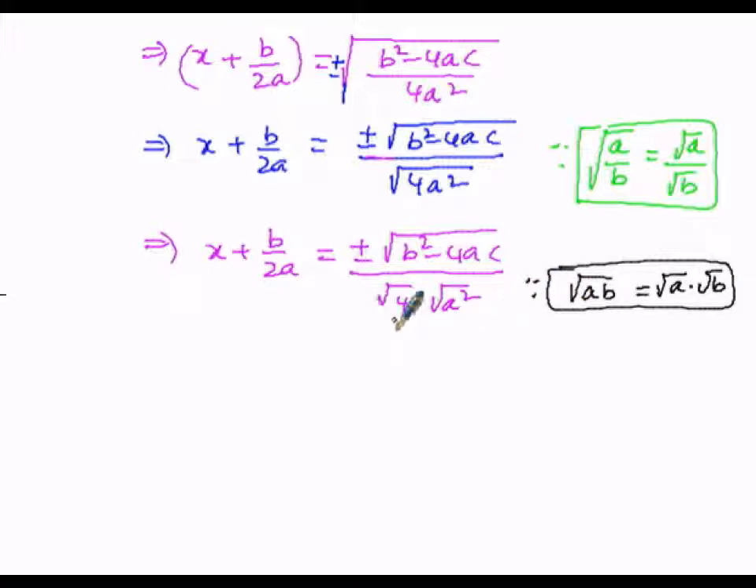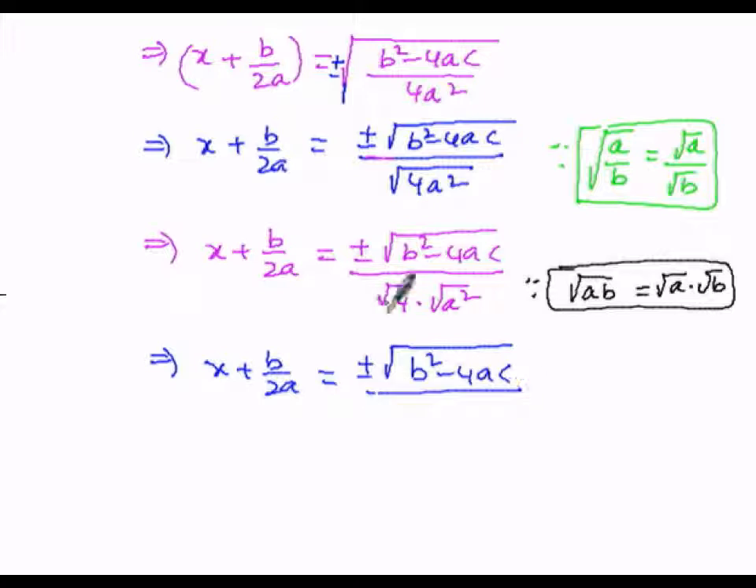Then the next logical step: x plus b by 2a is equal to plus or minus root of b square minus 4ac overall divided by root of 4. Here root of 4 can be written as root of 2 into 2, or in other words 2 is repeatedly multiplied twice, so the square and root get cancelled, giving only 2. So, instead of root of 4 I can write it as 2. The square and root get cancelled, leaving only a.